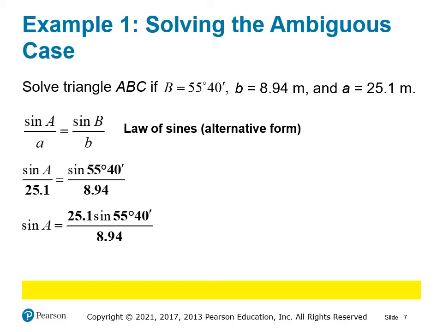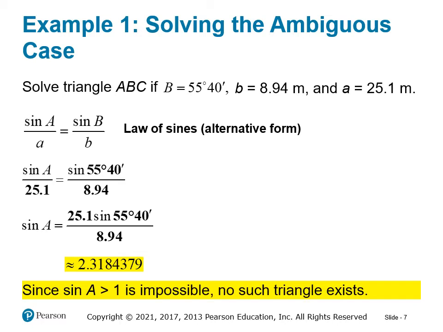And here we get the sine of A is equal to 2.318, etc. So in order to find angle A, we're going to use our calculator and do an arc sine or inverse sine.